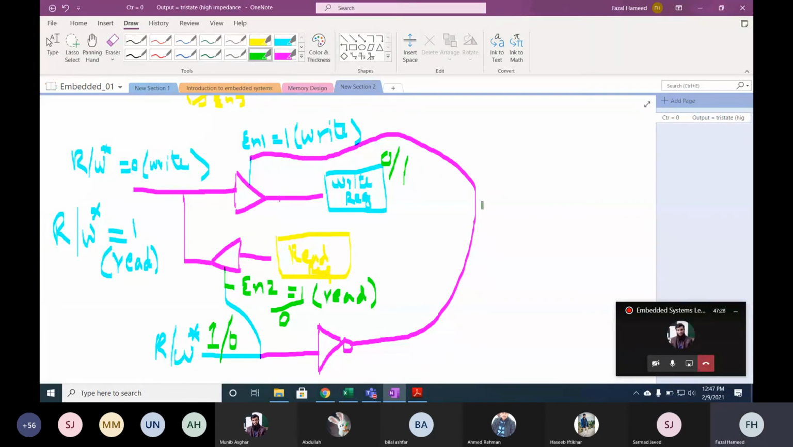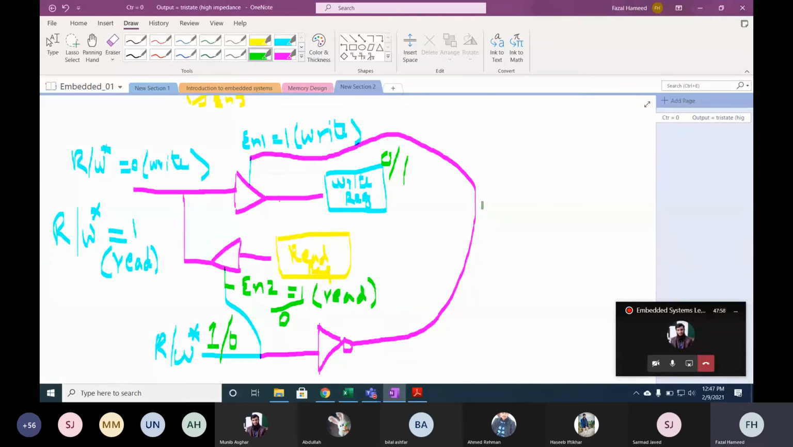So what we can do, we have defined one signal, read write bar. When read write bar is 1, it means it's a read operation. Enable 2 should be 1 and enable 1 should be 0, and when read write bar is 0, enable 2 should be 0 and enable 1 should be 1. This is a simple design, we can use a single inverter to perform this read and write operation, and then we can decide the direction of the data.